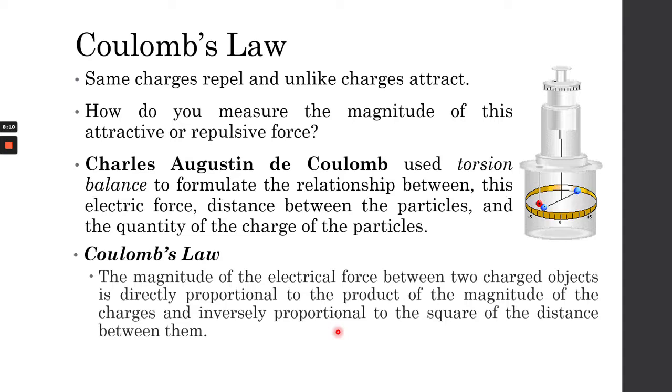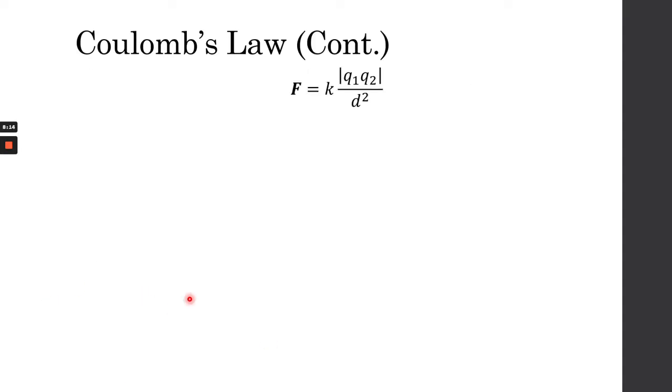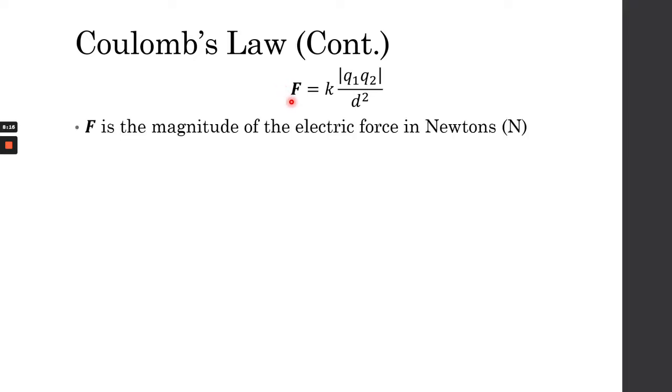And the mathematical equation for Coulomb's law is here. So F is basically the magnitude, the one that we are measuring. F basically denotes the force, the electric force. The type of force is an electric force. And since it is a force, we measure it in newtons. So the unit that we use in Coulomb's law is newtons.